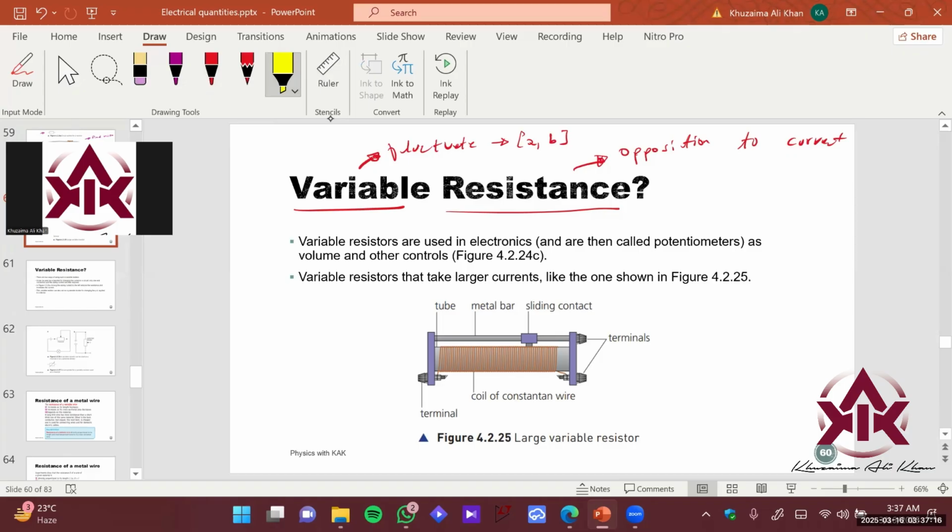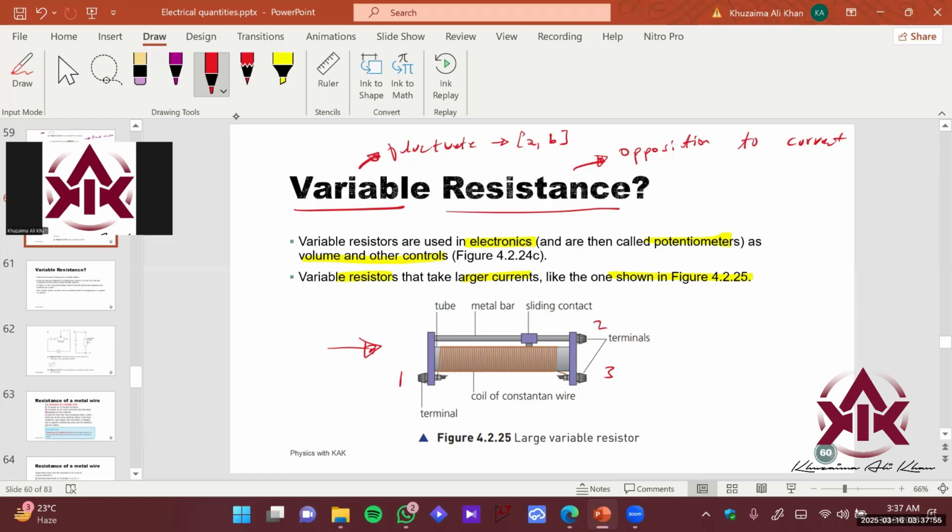Variable resistors are used in electronics and are called potentiometers. They are used as volume controls. I will give you examples in the next class, where you find this in practical, real life scenarios. Variable resistors take larger currents like the one shown in figure 4.2.5. You can see the construction of a physical potentiometer here. You have three terminals: terminal one is here, terminal two is here, and three is here.